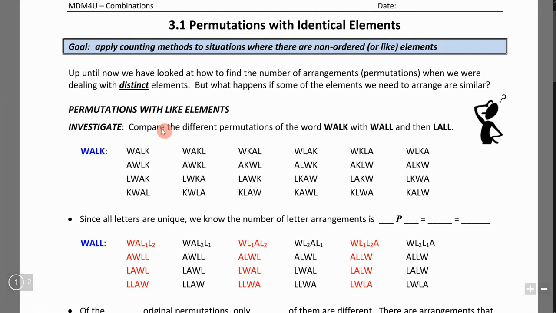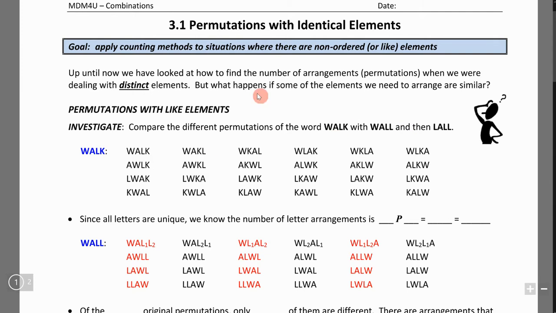So investigate. Just compare the different permutations of the word WALK with the word WALL and then the word LALL. If you look at the word WALK, how many ways can we rearrange the four letters in the word WALK? Well, here are all of those permutations.